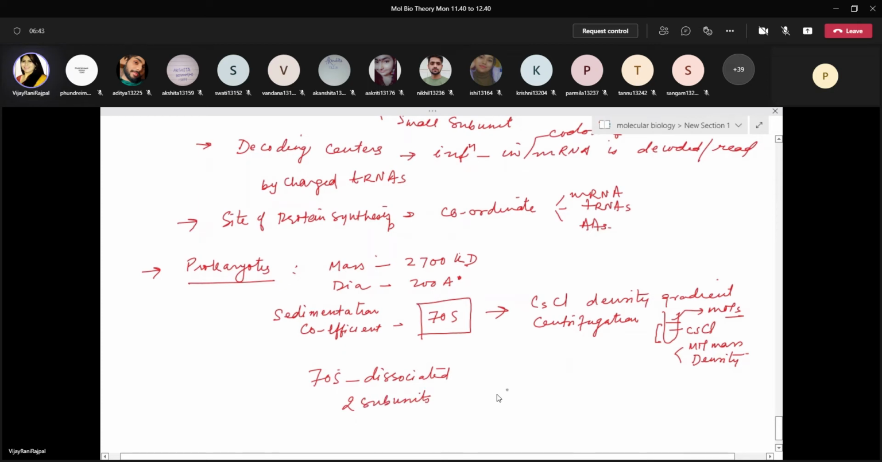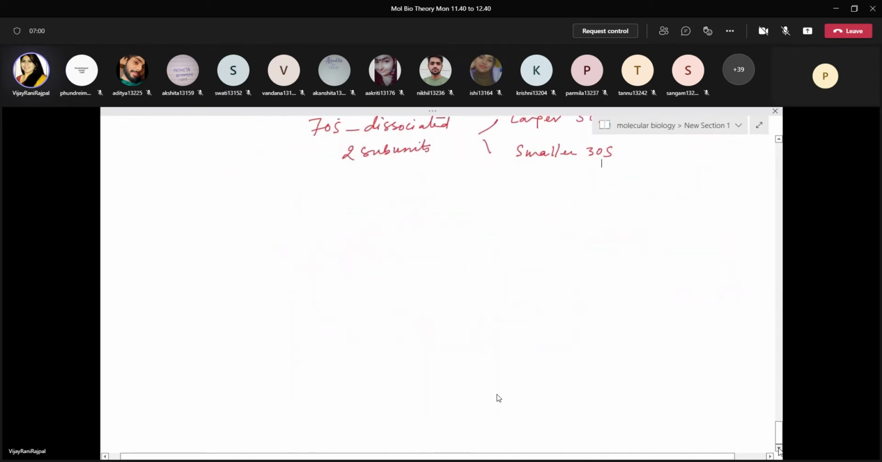the larger and the smaller. So, the larger subunit is 50S and the smaller subunit is 30S sedimentation coefficient. So each subunit has its own ribosomal RNA and associated proteins, and they can be dissociated into their respective ribosomal RNA and proteins. So both the subunits contain their own ribosomal RNA and specific associated proteins.